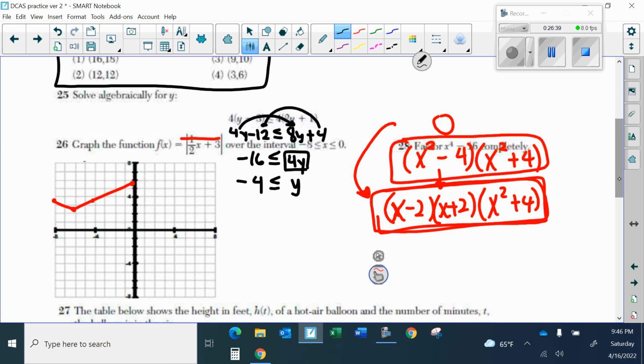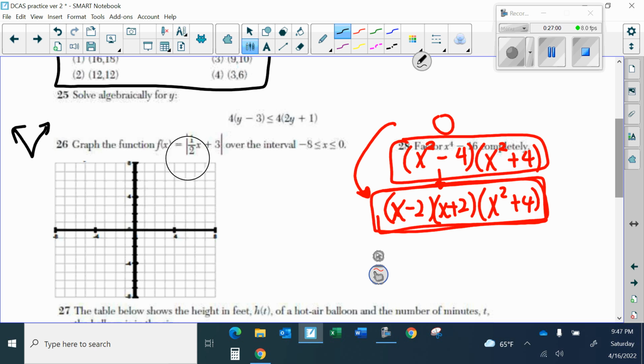Here, graph this absolute value function. Remember, absolute value functions always graph into a V. This right here is going to be my slope. It's going to be a 1/2 slope. Okay, that's not the actual graph. Notice it says to do it from -8 to 0.